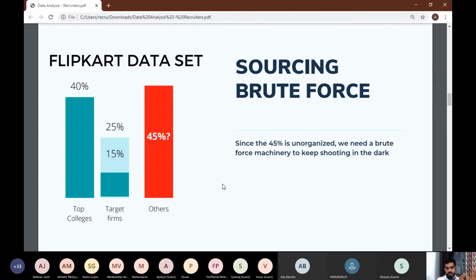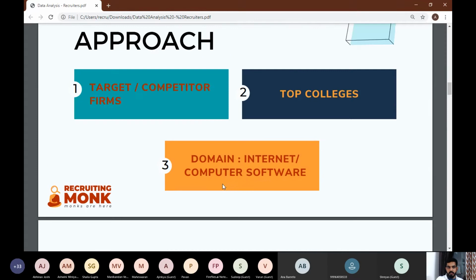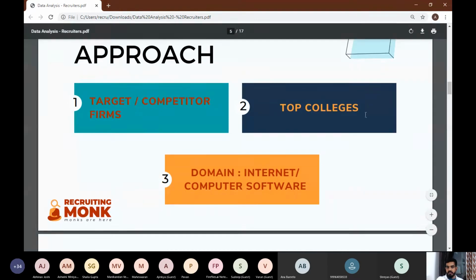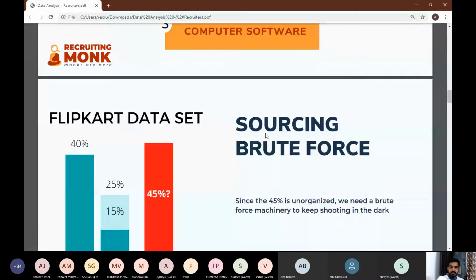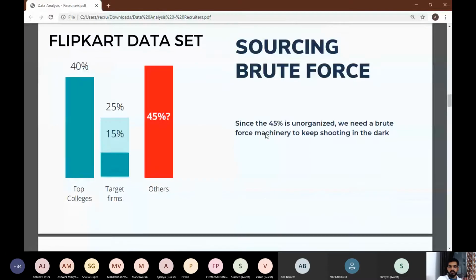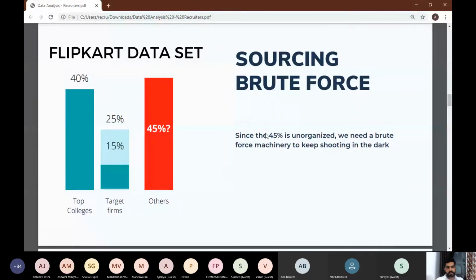50-55% of the data you get from this audience, which is top colleges, target firms, right? That's what we're talking about, right? Target companies and top colleges, these are the two primary, and then we use internet and all, right? So with these combinations, you get an audience of somewhere between 40-50%, or 50-60% max. Now there is a good amount of audience which is outside this bucket of top colleges. They're outside the bucket of target firms, right? Which is your good amount of 40-50%.